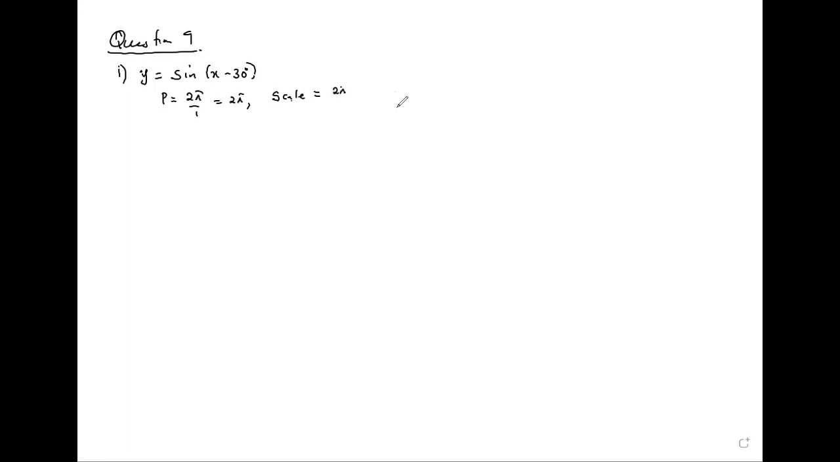And then the horizontal shift: x is equal to 30. That means even this number here should be written as 90. Then what else? The vertical shift is 0, and the amplitude is 1. So we can sketch.